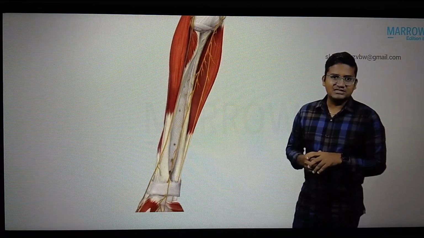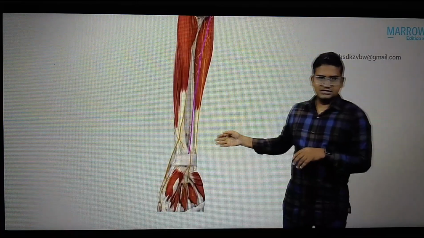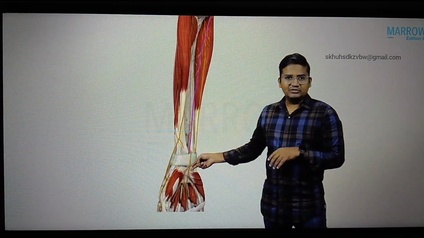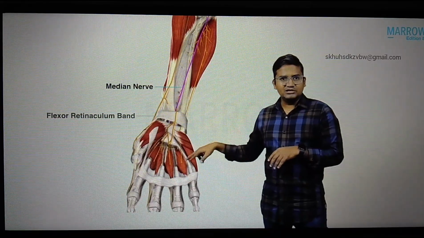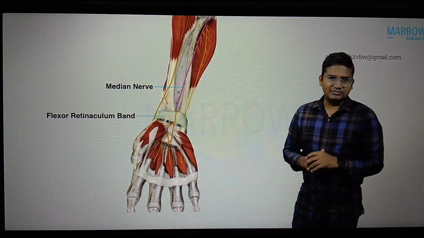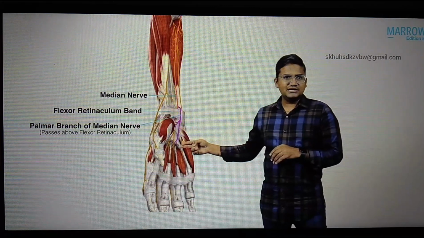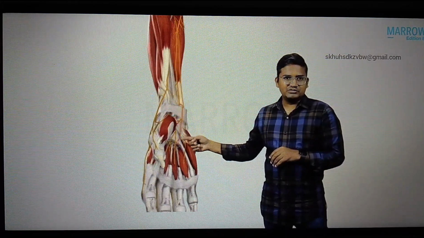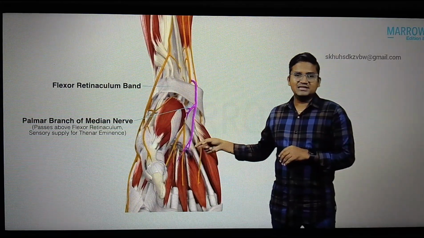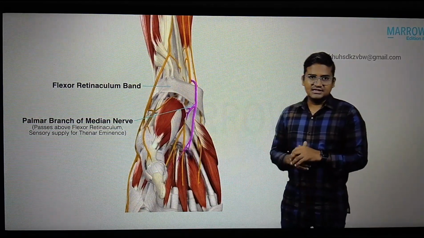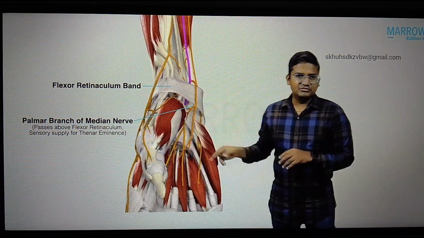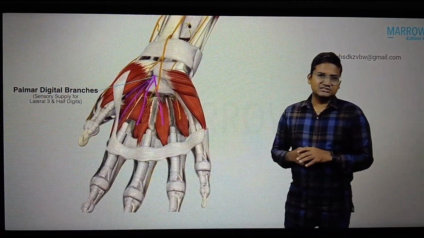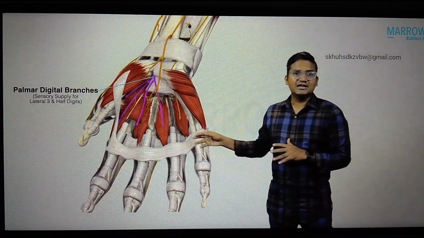Now see the median nerve, how it is entering the palm. See here, this is a band. That band is our flexor retinaculum. The median nerve passes below this band and then enters the palm. Now can you see one branch there? One branch is passing above the retinaculum band. That is the palmar branch of median nerve, passing above the band and carrying sensory supply to the thenar eminence. Right. The median nerve passing below the retinaculum enters the palm, which in turn gives the sensory supply to the lateral 3.5 digits.